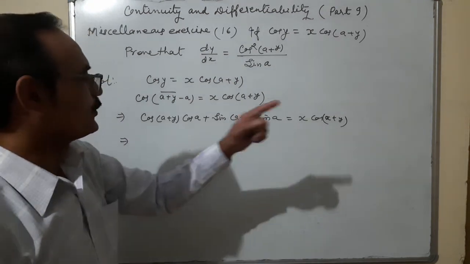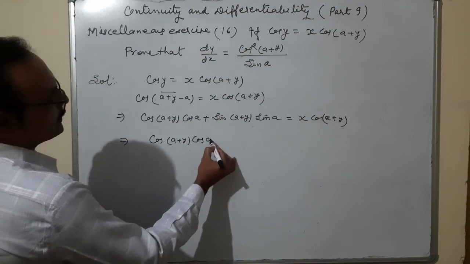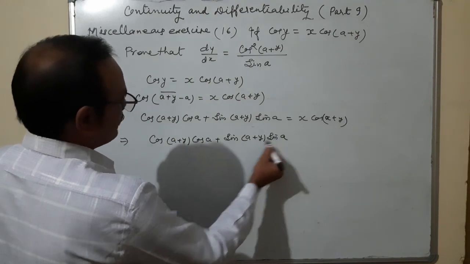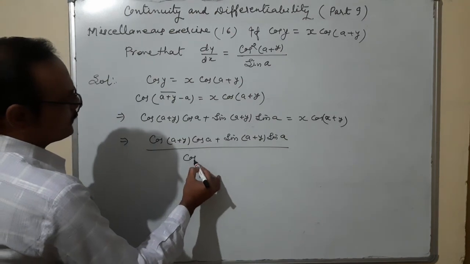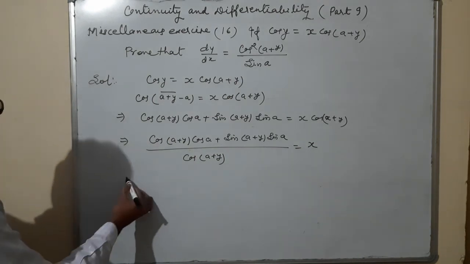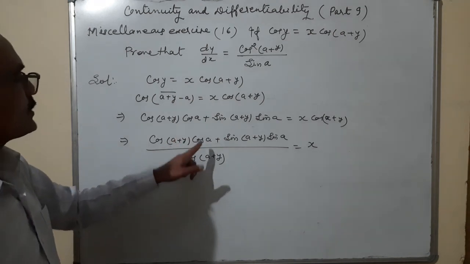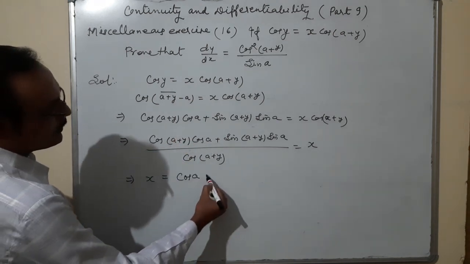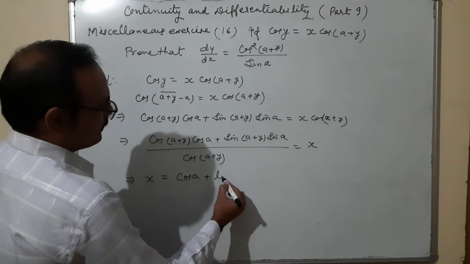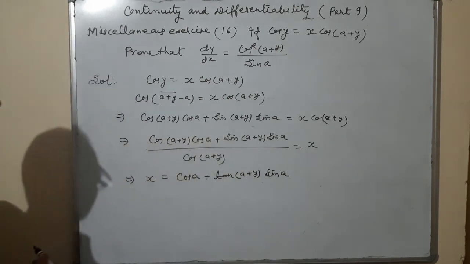Cos a plus y, I'm going to divide by it. So it is coming cos a plus y into cos a plus sin a plus y into sin a upon cos a plus y is equal to x. X is separated here. Okay. Now what is coming? X is equal to, cos a plus y is cancelled by cos a plus y, directly it is cos a plus sin a constant term, sin a plus y upon cos a plus y, it is tan of a plus y into sin a. Okay.